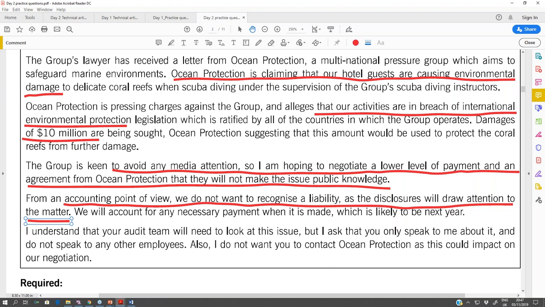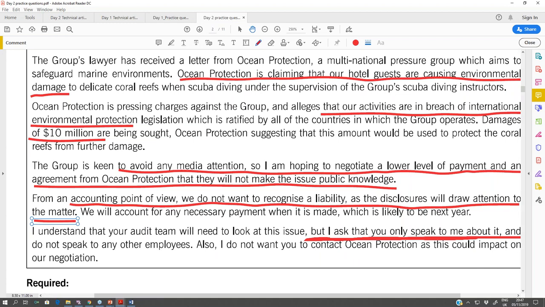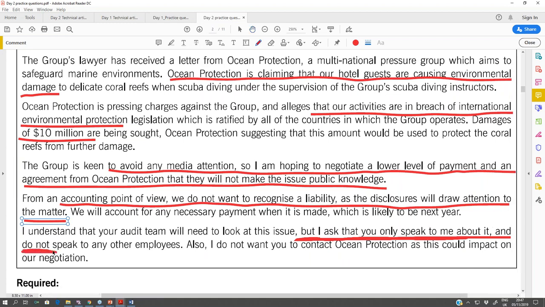I understand that your audit team will need to look into this issue, but I ask that you only speak to me about it and do not speak to any other employee. So he's trying to put a scope limitation. He's saying that you can only speak to me, you cannot speak to anyone else. Also, I don't want you to contact the Ocean Protection as this could impact our negotiations. See, the director is trying to limit our scope. He's saying you can only talk to me, you cannot talk to anyone else, not even the Ocean Protection.